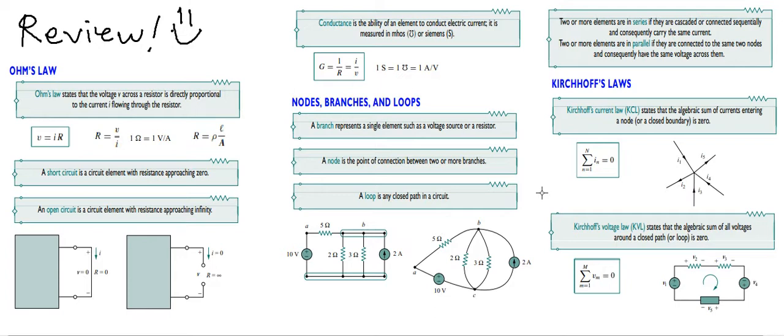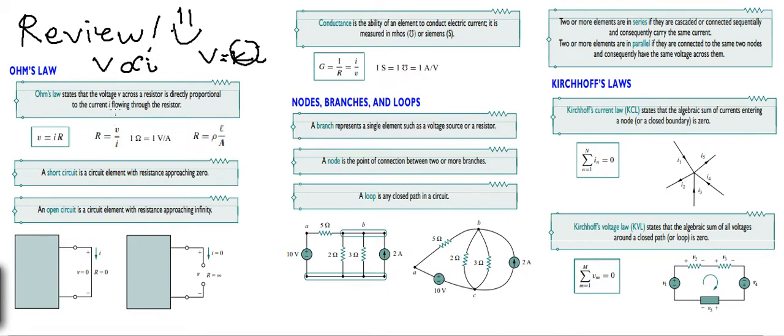Ohm's law states that the voltage V across a resistor is directly proportional to the current flowing through the resistor. So we have V directly proportional to our current. To eliminate this proportionality, we make it a proportional constant. We have V is equal to Ki, and that K is our resistor.